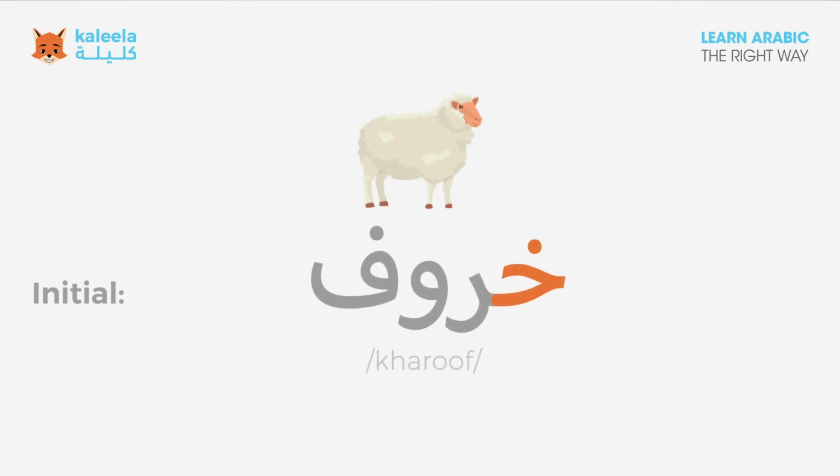Now, let's look at its shapes depending on its position in the word. First of all, we start when it comes at the beginning of a word, initial, as in kharoof, which means sheep. The Khaa here looks like a tilted line attached to a horizontal line with a dot on top.